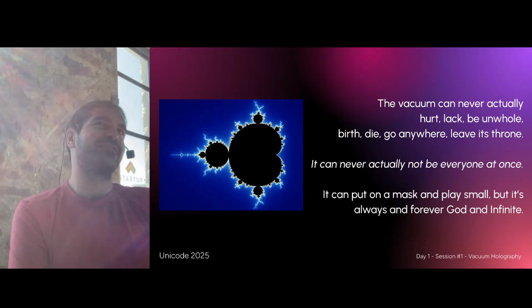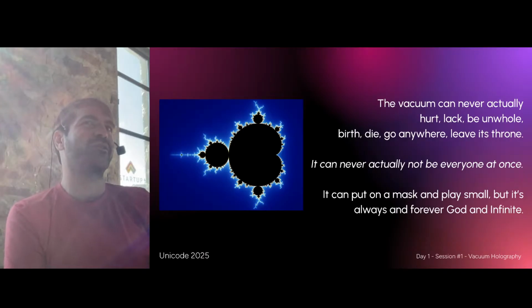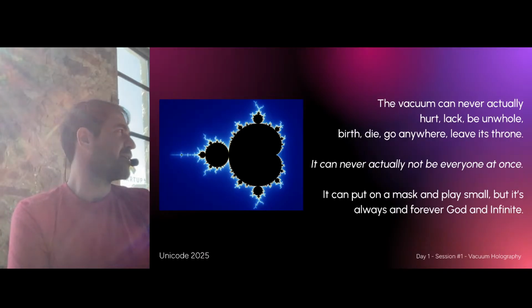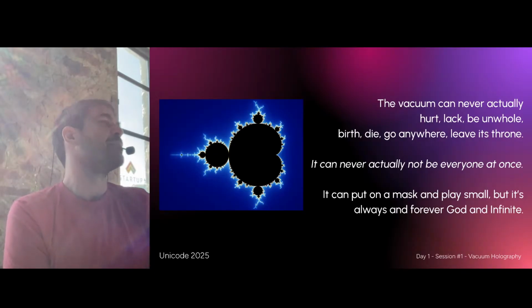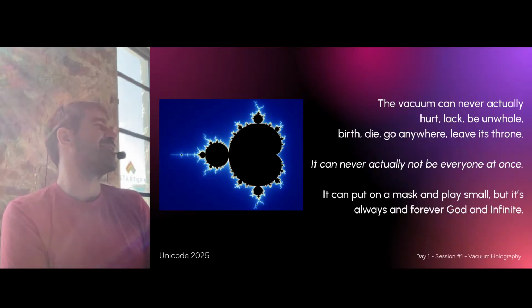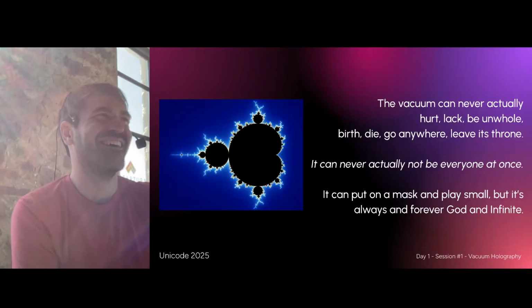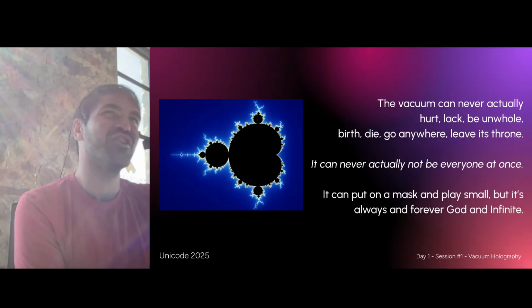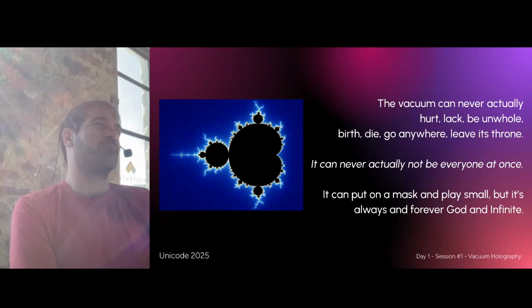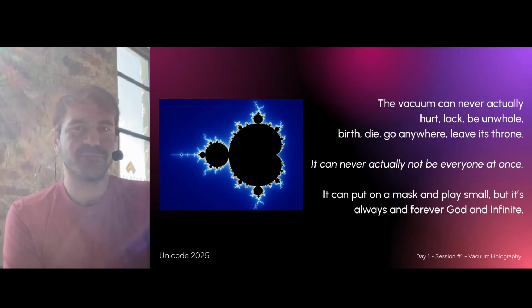So that sentence says it can never actually not be everyone at once. You can't actually not be everyone at once. You always have to be everyone, but then you can pretend and obscure those things and then be like, well, I'm not. That's why I forget. So it can put on a mask and play small, but it's always and forever God and infinite.